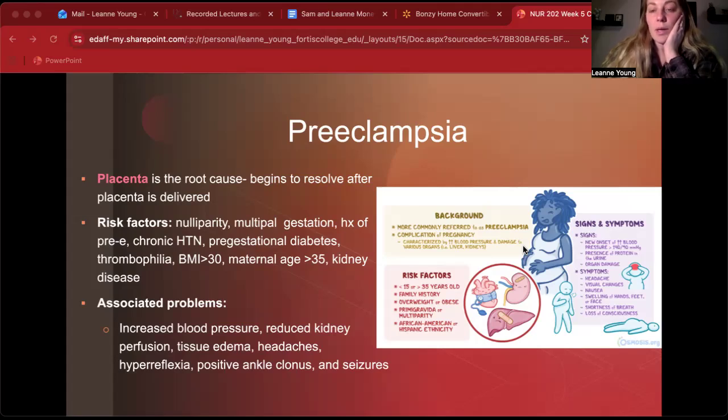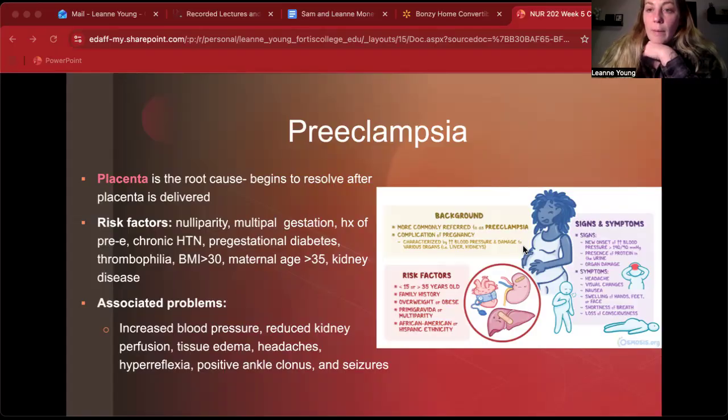So, what does that mean? Most of the time, if mom's body is working to compensate for this extra blood supply and blood flow through the placenta, it can cause her to start developing preeclampsia or gestational hypertension. These changes develop early in pregnancy, long before signs and symptoms of preeclampsia become evident.